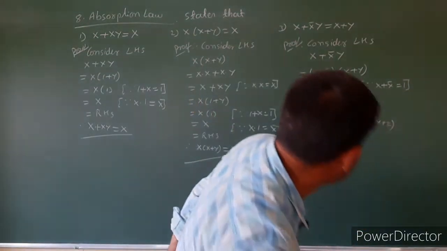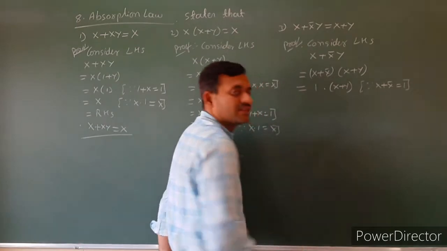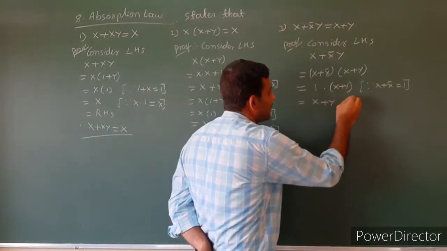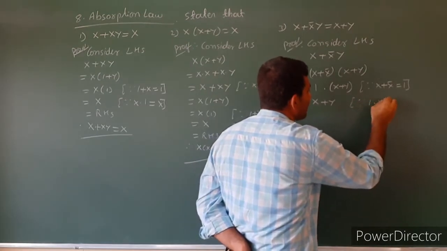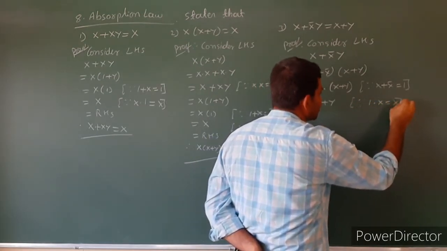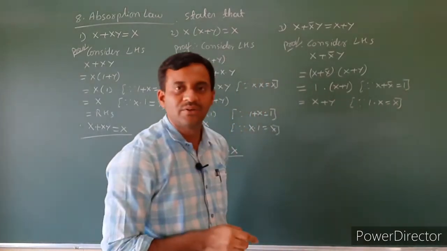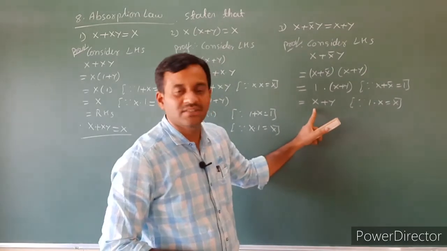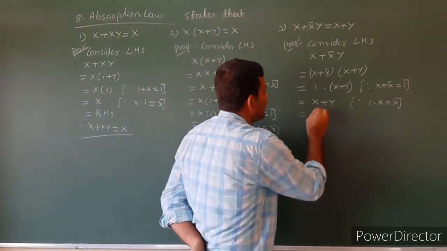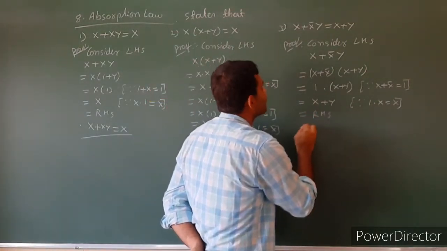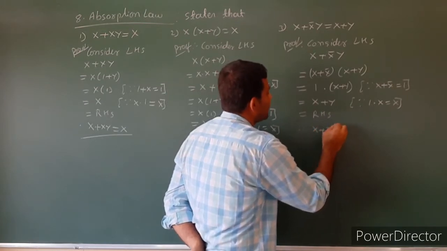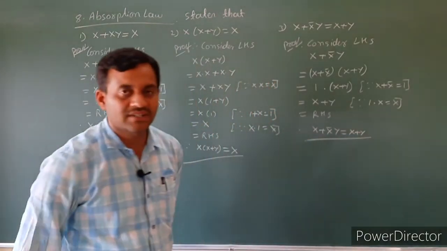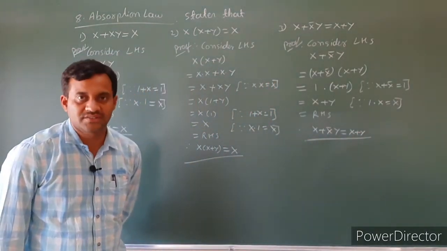Then what is the value of 1 into x? 1 into x which is equal to x, using that, x plus y. Why is it? Because 1 into x which is equal to x. In the place of x here, x plus y. So it is x plus y, that is the right hand side. Therefore we have proved that x plus x bar y which is equal to x plus y. So these are the three absorption laws.